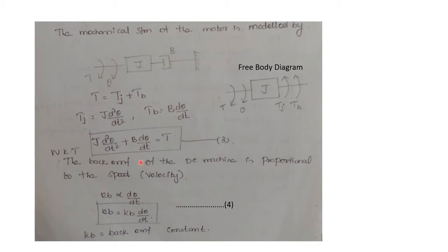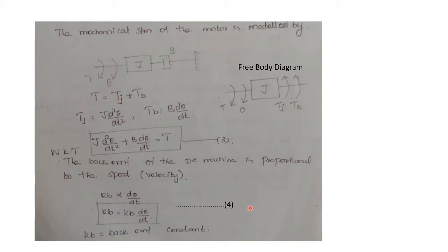Okay. Now again we saw one relation, that is the induced back EMF will be directly proportional to the velocity of the mechanical system, or the mechanical load. So EB will be directly proportional to the angular velocity. That is nothing but rate of change of angular displacement, d theta divided by dt. Okay, to remove the proportionality, we are introducing a back EMF constant Kb, into d theta by dt. So this is also another equation.